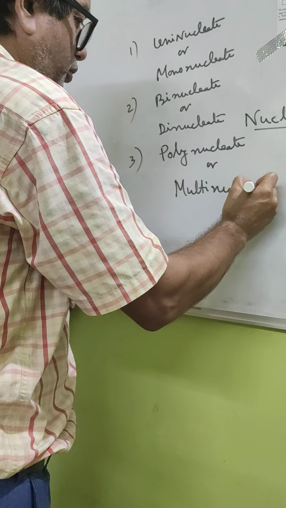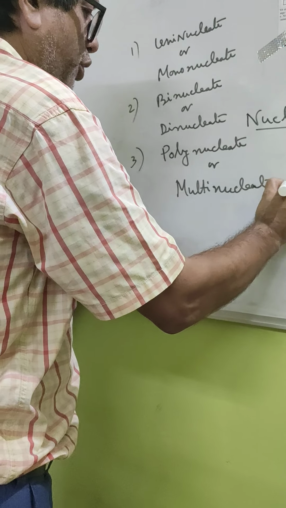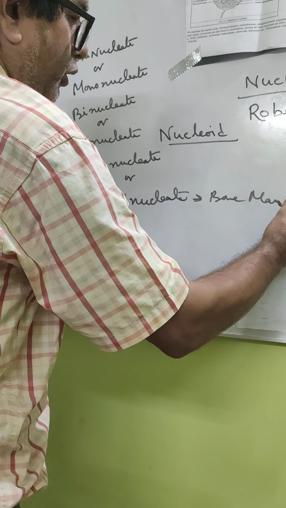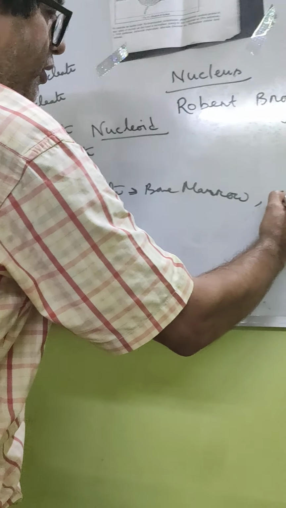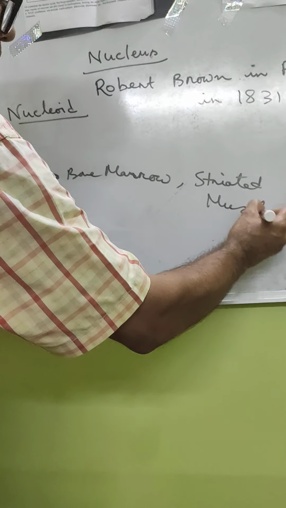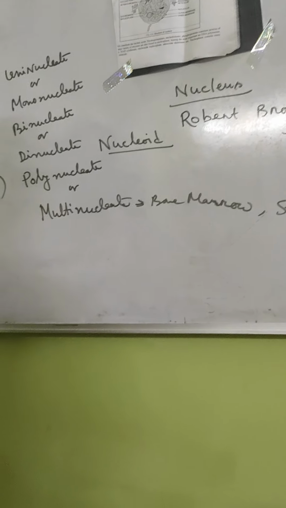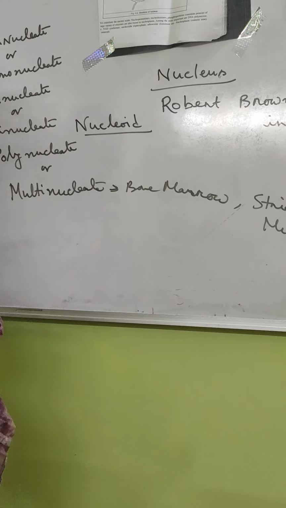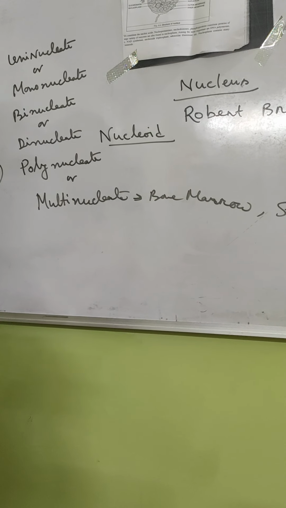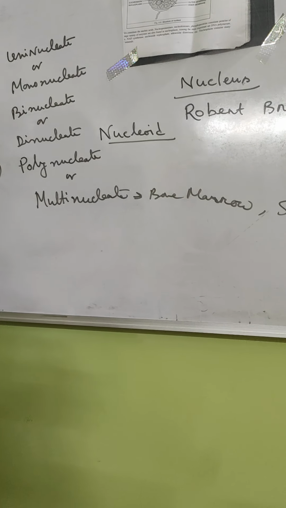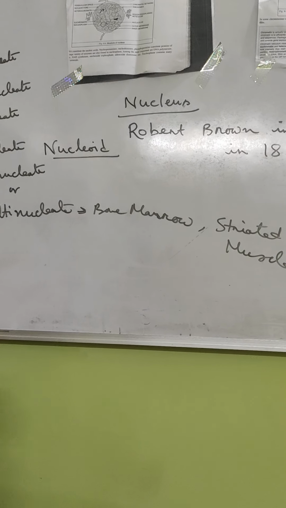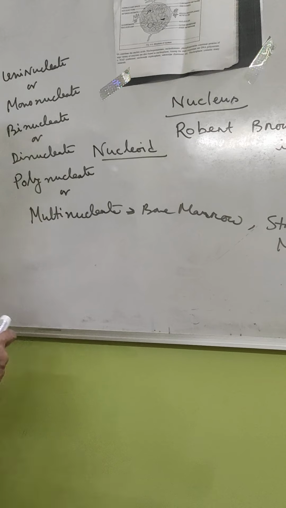Multinucleate is found in bone marrow cells, then striated muscle of human beings and other animals. So I repeat, nucleus may be of three types: uninucleate or mononucleate containing a single nucleus, as in most of the cells; binucleate or dinucleate in some protozoa; and polynucleate or multinucleate in our bone marrow, striated muscles, etc.